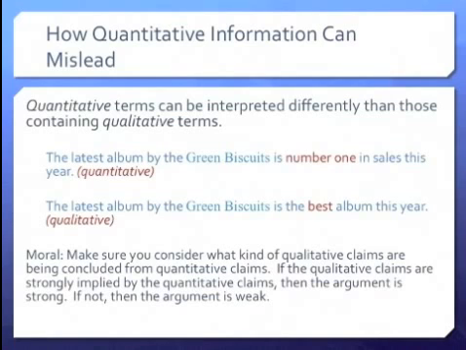However, without such explicit definitions, arguing from a premise like the first statement to a conclusion like the second statement may be weak. This is because best might be given a completely different interpretation, such as being the most critically acclaimed rather than having the highest sales, and these two may not be well correlated. So when evaluating arguments that use quantitative information to draw qualitative conclusions, make sure you consider what kind of qualitative claims are being concluded from quantitative claims. If the qualitative claims are strongly implied by the quantitative claims, then the argument is strong. If not, then the argument is weak.